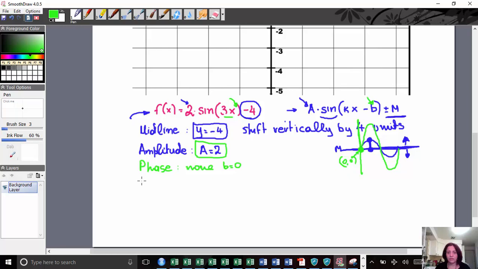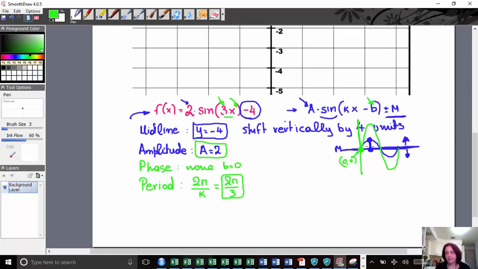The last thing that we want is to identify the period. What is our period? The period is going to be given by the initial period for the sine divided by k. In our case, k is 3. So I need to divide 2 pi by k. The result will be 2 pi thirds. And this is your period.